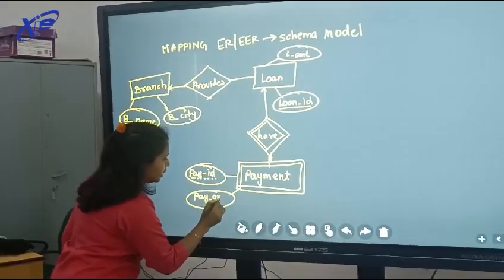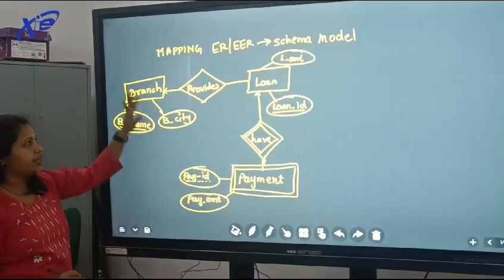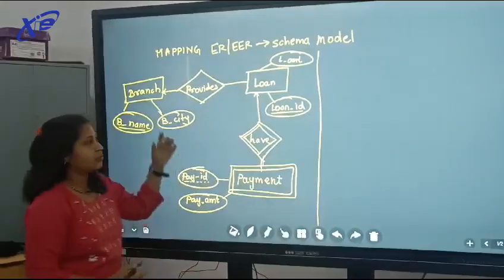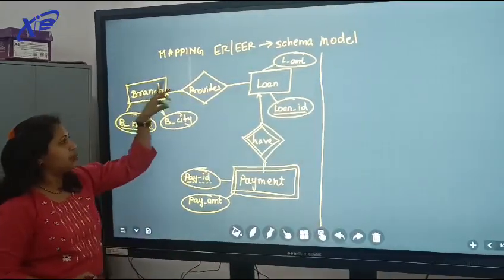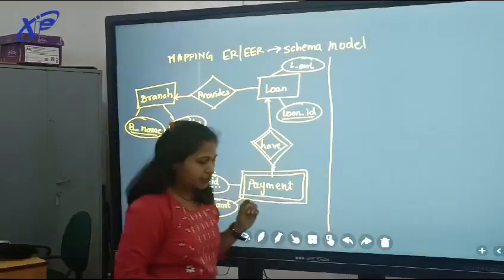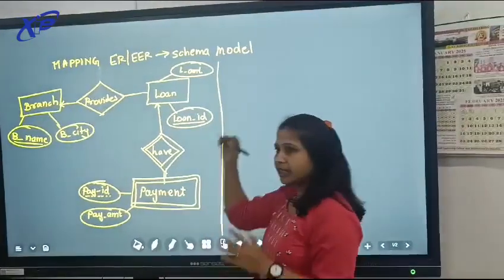And we will have another attribute as payment amount. Now this is a basic ER diagram which we have created, covering the concepts of strong entity set, which are branch and loan, and we are having a weak entity set payment. Now we have to convert this into a schema model.